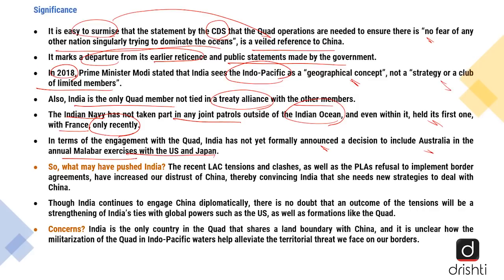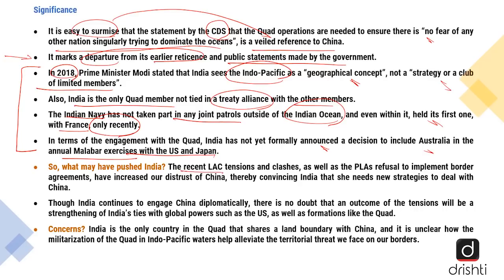So, if you look at it, these four points have been in existence, and the statement by the CDS therefore carries significance because it marks a departure, as I stated, from its earlier reticence and public statements made by our government. So, what may have pushed India to take a more strategic outlook towards the Quad?